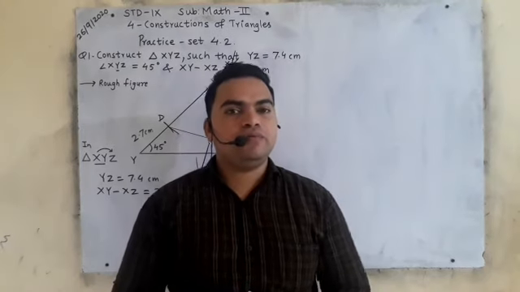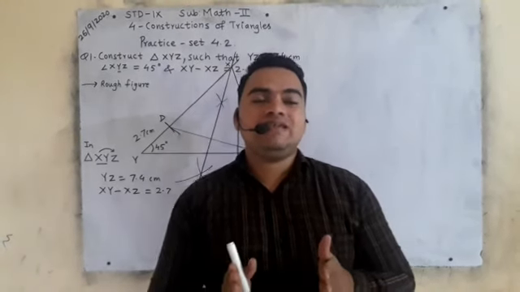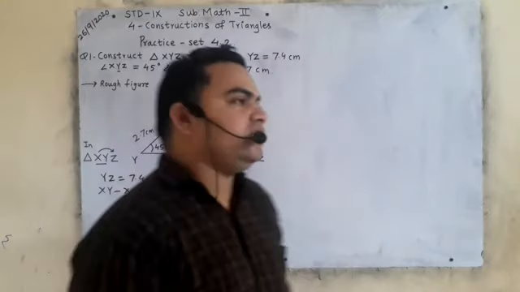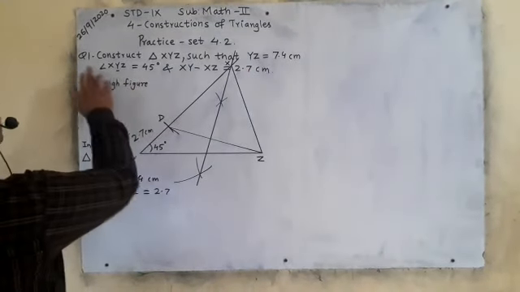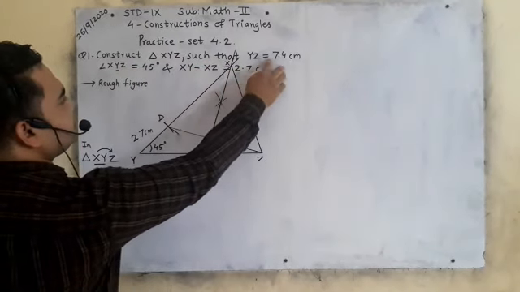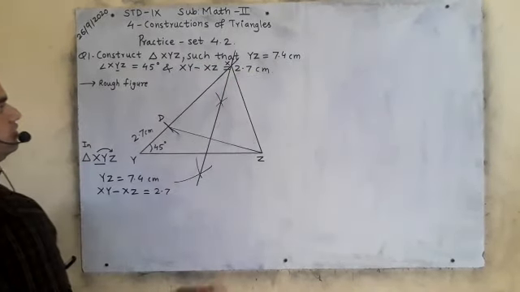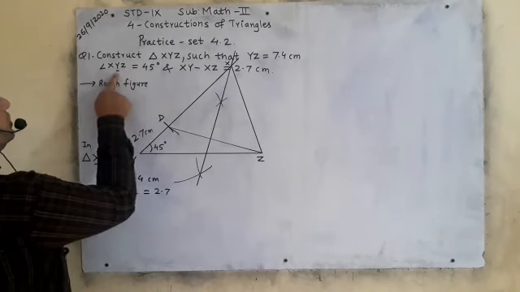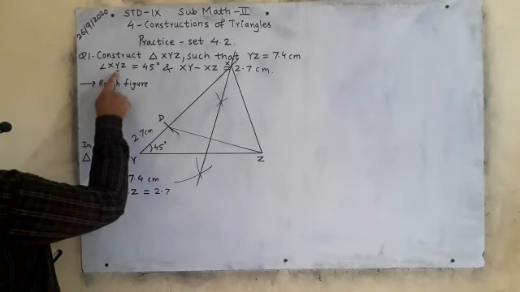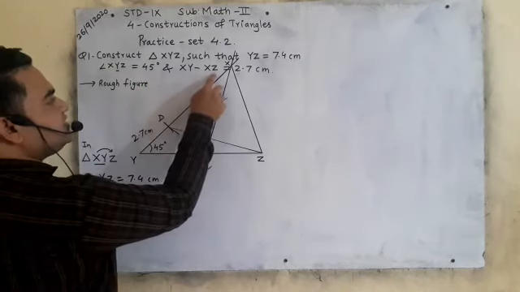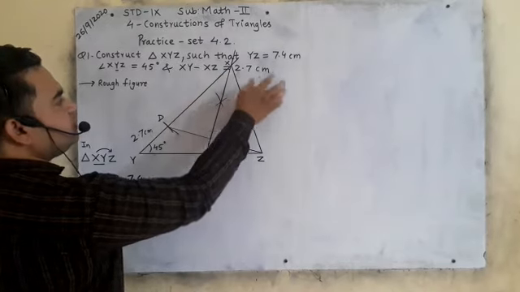Okay, so look at the board, how to draw and what is the method to draw a correct figure in constructions. Question number 1: construct triangle XYZ such that YZ is equal to 7.4 centimeter, angle XYZ is equal to 45 degrees. Which alphabet comes in between? Y. So angle Y is 45 degrees, and XY minus XZ is 2.7 centimeter.